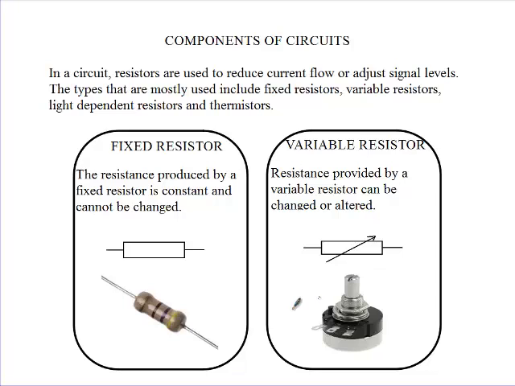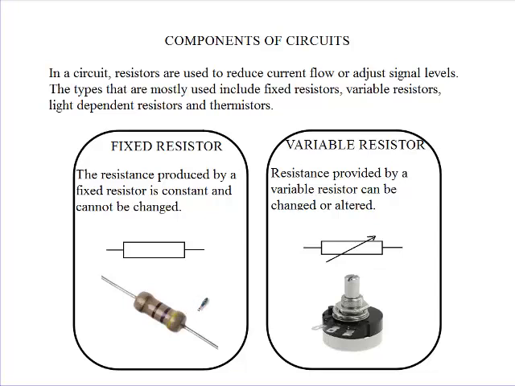So if you take the fixed resistor, this is the symbol for a fixed resistor. We have a rectangle, and then it is guided or bounded by 2 horizontal lines. Now, if you open a device and then you see this thing in there, you'll see that this is a fixed resistor.